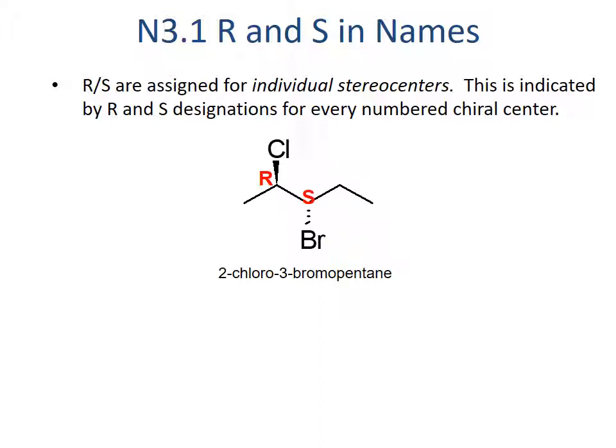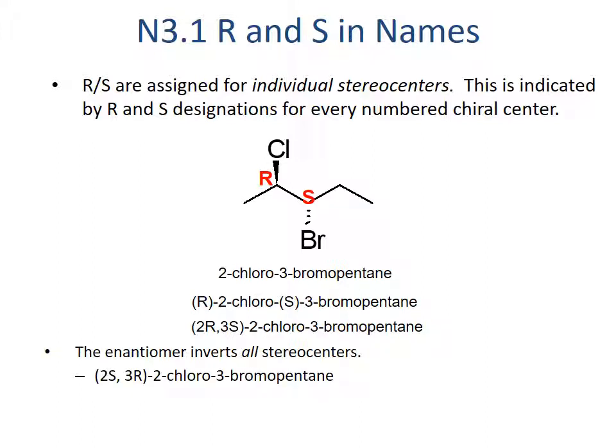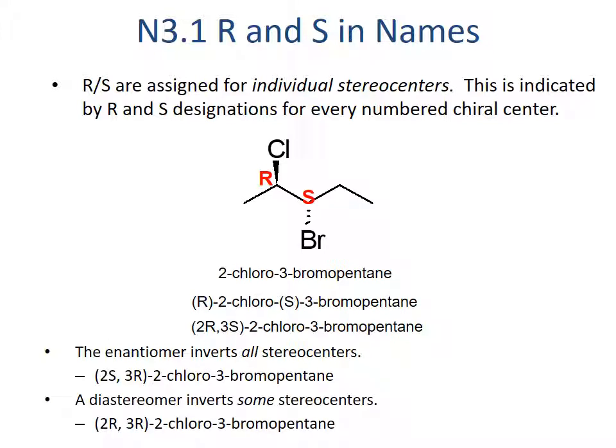When we give these labels, we can put the R and S in parentheses before the number label. Or the R and S can be listed along with the numbers all together in the front of the name. Note that we still include the numbers later in the name as well. These designations can be useful indicators of relationships. Enantiomers will flip every one, so every R becomes S, every S becomes R, while diastereomers will invert some, but not all.